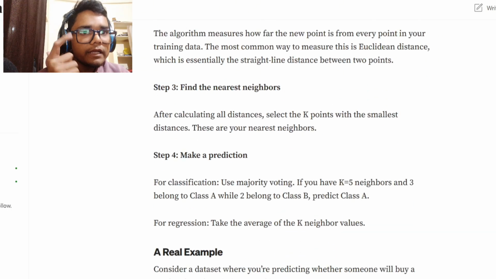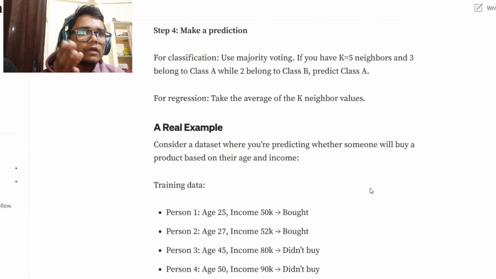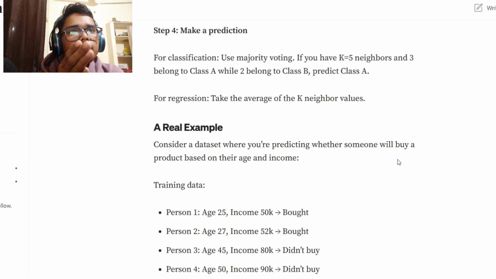Next step, find the nearest neighbors. After calculating all distances, select the k points with the smallest distance. These are your nearest neighbors. Next step, make a prediction. For classification, use majority voting. If you have k equals 5 neighbors and 3 belong to class A while 2 belong to class B, predict class A. For regression, take the average of the k neighbor values.